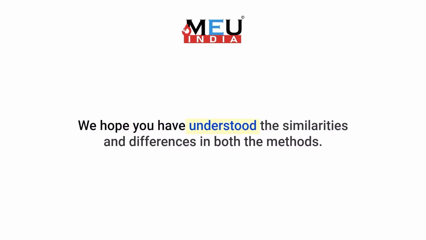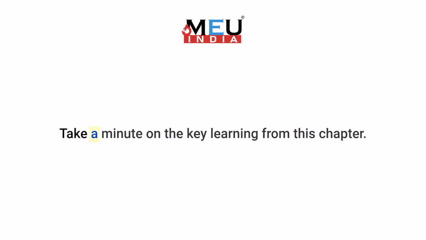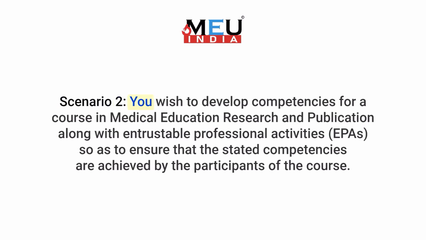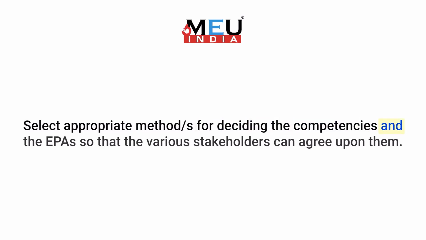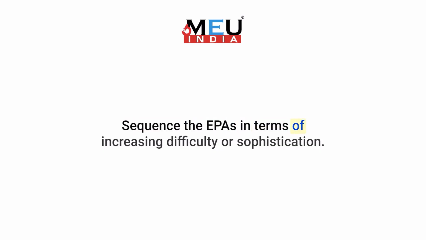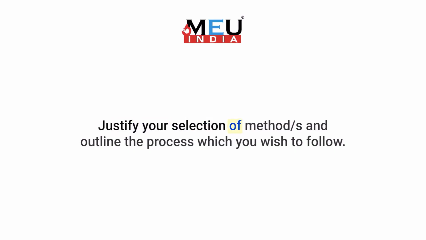Evaluate. We hope you have understood the similarities and differences in both the methods. Take a minute on the key learning from this chapter. Now try to apply it to the following scenario. Scenario 2. You wish to develop competencies for a course in medical education research and publication, along with entrustable professional activities, so as to ensure that the stated competencies are achieved by the participants of the course. Select an appropriate method for deciding the competencies and the EPAs so that the various stakeholders can agree upon them. It is expected that the formulated competencies are rationally based, feasible, measurable, and observable. Sequence the EPAs in terms of increasing difficulty or sophistication. Justify your selection of method and outline the process which you wish to follow.